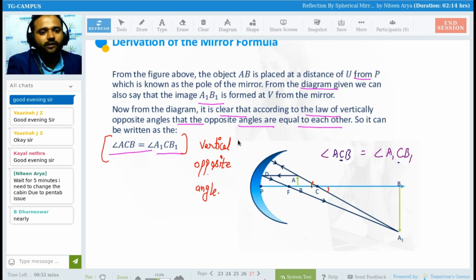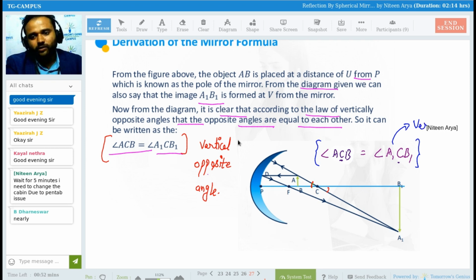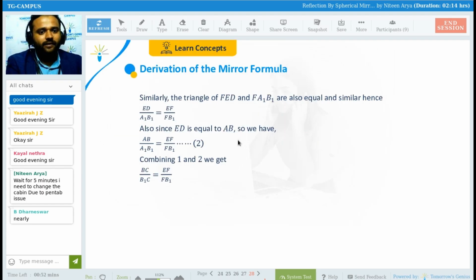Maybe clear? Why so? Vertical opposite angle. Simple. The rest of the things I already described in the previous page. Vertical opposite angle. Okay, now moving ahead, this is the vertical opposite angle.